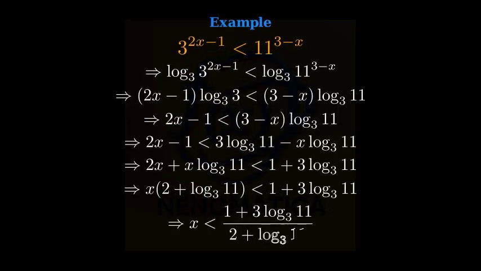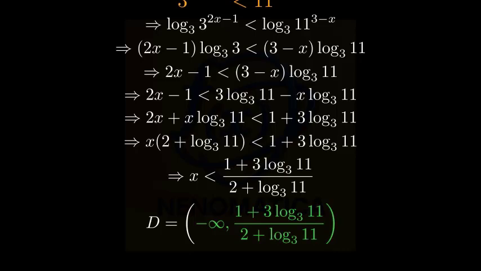Finally, to isolate x, we divide both sides by the quantity 2 plus log base 3 of 11. Since this quantity is positive, as log base 3 of 11 is positive, the inequality direction doesn't change. This gives us x is less than the fraction with numerator 1 plus 3 times log base 3 of 11, and denominator 2 plus log base 3 of 11. Therefore, the solution set D is the interval from negative infinity to this fraction.